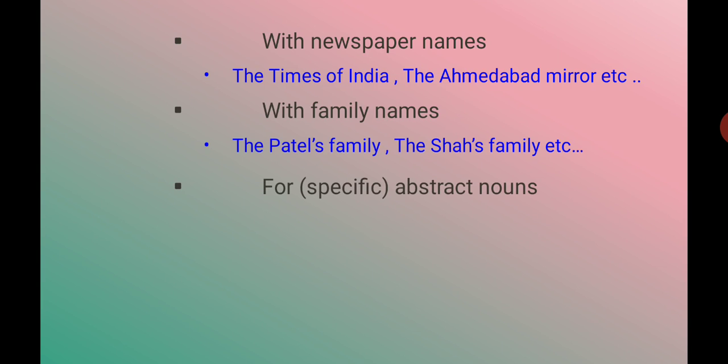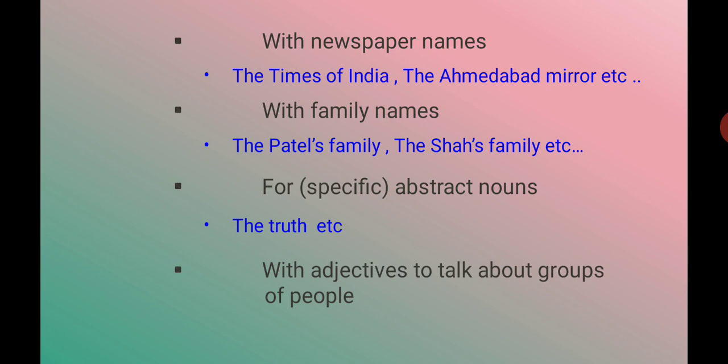The next rule is for specific abstract nouns. You haven't learned abstract nouns yet in this standard, so I have given only one abstract noun: the truth. You are very familiar with this word, that's why I have given only this example for this rule.